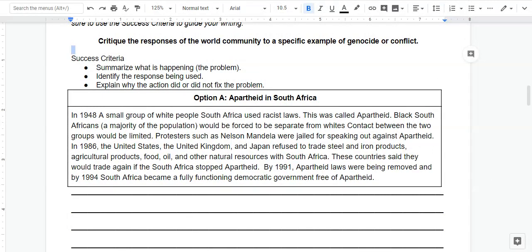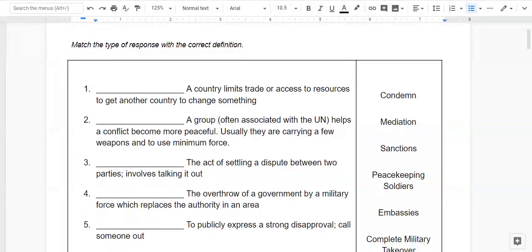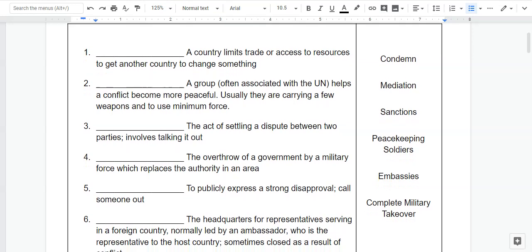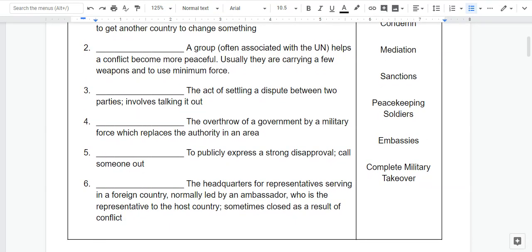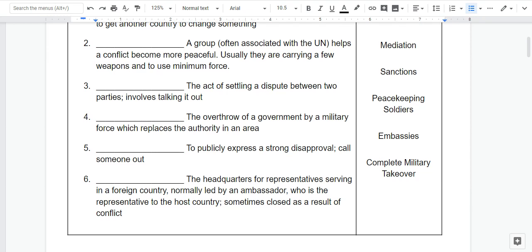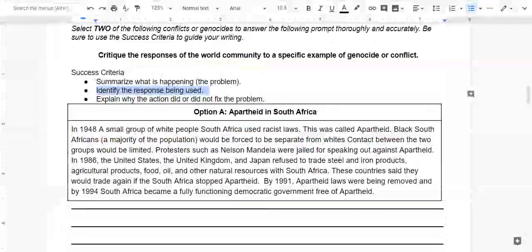So success criteria, you got to do 3 things. And I would view this like a checklist. First, you got to say what's happening, the problem. And you can even just start with the problem is. You got to talk about the response. What was the response? And you got to use one of these 6 terms, or I guess you could use more than one. But there's typically going to be one of these 6 terms. So you would say they used embassies. They used complete military takeover. They used peacekeeping soldiers, okay? So that's what you're going to want to make sure you do for this second part.